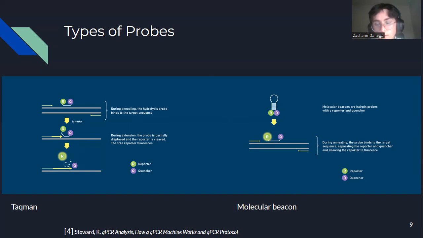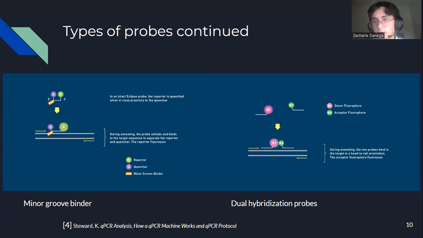The molecular beacon works somewhat the same. So it also is sequence specific, like pretty much all probes are. It binds during annealing, and it separates the reporter and the quencher, and it allows the reporter to fluoresce. So you see the pattern I mentioned earlier with basically all the probes.